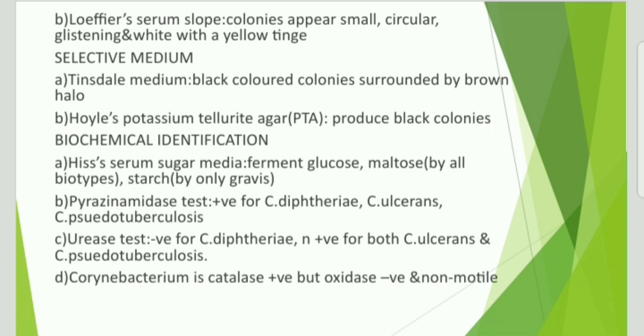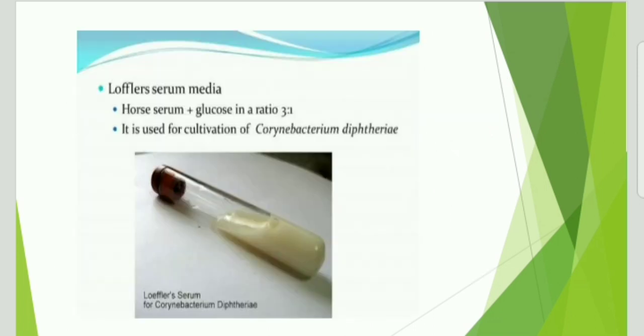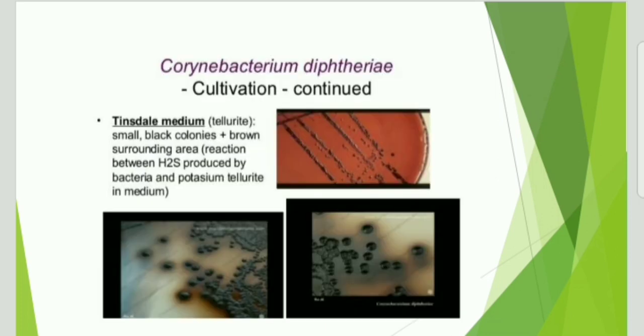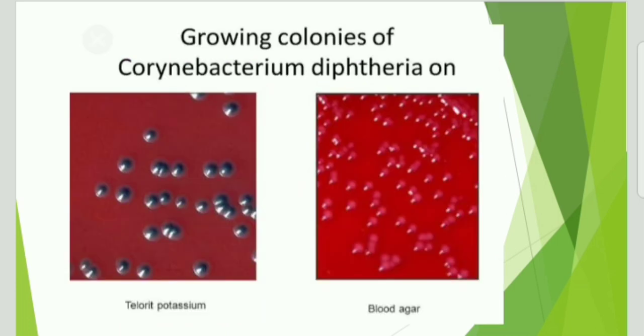The advantage of Hall's potassium tellurite agar is that the throat commensals are inhibited, but it has a disadvantage also, as colonies will appear only after 48 hours of incubation. You can see the Loeffler's serum media here and Tinsdale medium. It is the potassium tellurite agar, Hall's.